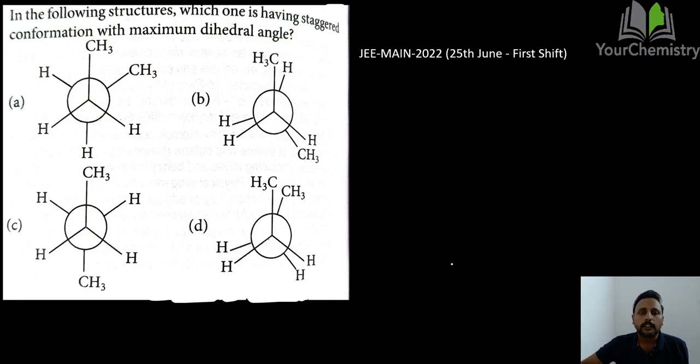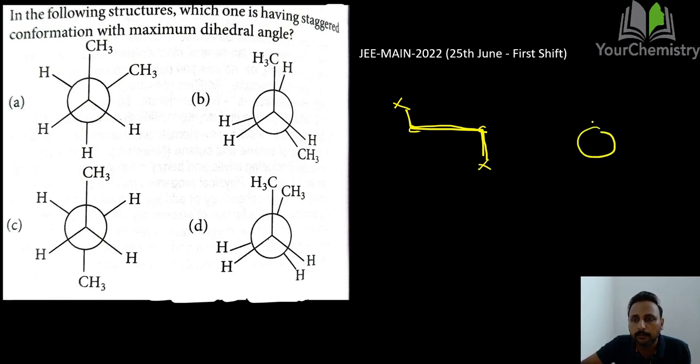In the following structures, which one is having staggered conformation with maximum dihedral angle? Dihedral angle means this kind of bond angle. Means if there is a substituent X, this kind of substituent between the two carbon atoms, this kind of a bond angle. That is called a dihedral angle.